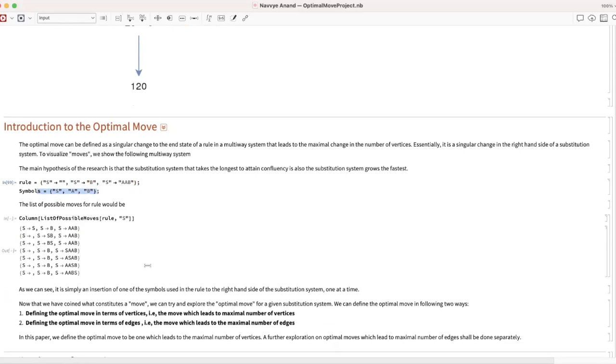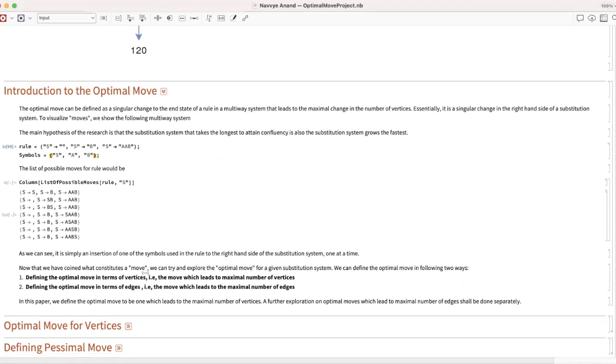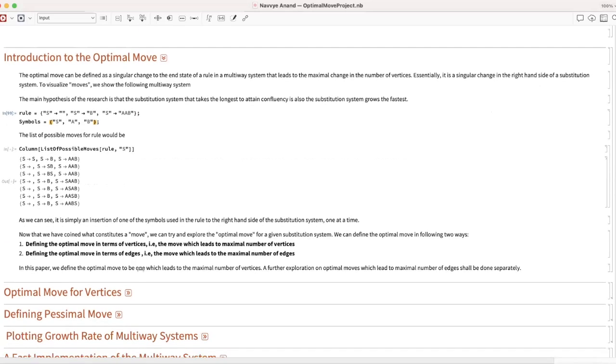And the reason we're doing it one at a time is because if we didn't limit it, you could just continue adding the symbols infinitely many times, and that would yield an infinite multi-way rewriting system, and no one wants that. So that's why we've limited it to one at a time. Now that we have coined what constitutes a move, we can explore the optimal move for a given substitution system. And we can define the optimal move in the following two ways.